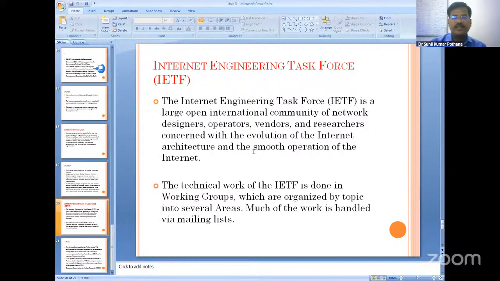There is another organization, the Internet Engineering Task Force, IETF. This is a large open internet community of network designers, operators, vendors, and researchers concerned with the evolution of the internet architecture and the smooth operation of the internet. The technical work of the IETF is done in working groups, which are organized by topic into several areas. Much of the work is handled via mailing lists.